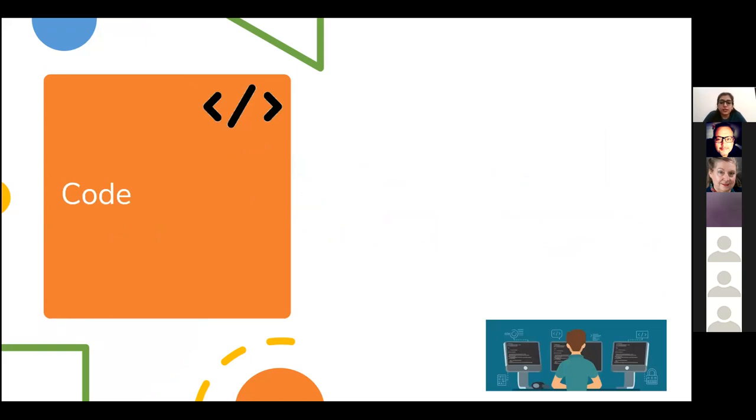Next is the coding phase. Training reappears. How do we write good code? We need to ensure that developers get proper training to write secure code.